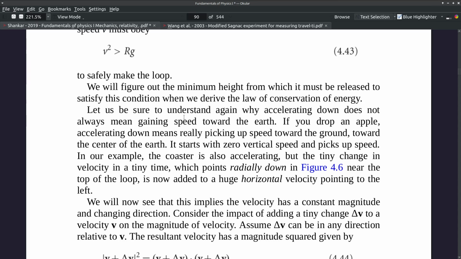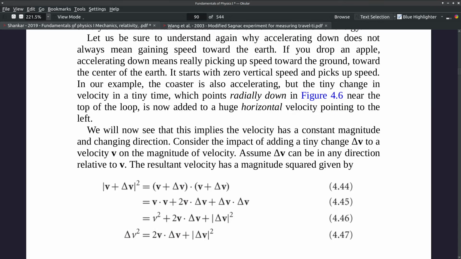Let us be sure that we understand again why accelerating down does not always mean gaining speed towards the Earth. If you drop an apple, accelerating down means really picking up speed towards the ground, towards the center of Earth. So if you drop an apple, it starts with zero vertical speed and picks up speed. In our example, the coaster is accelerating, but the change in velocity in a tiny time radially points down in figure 4.6 near the top of the loop.